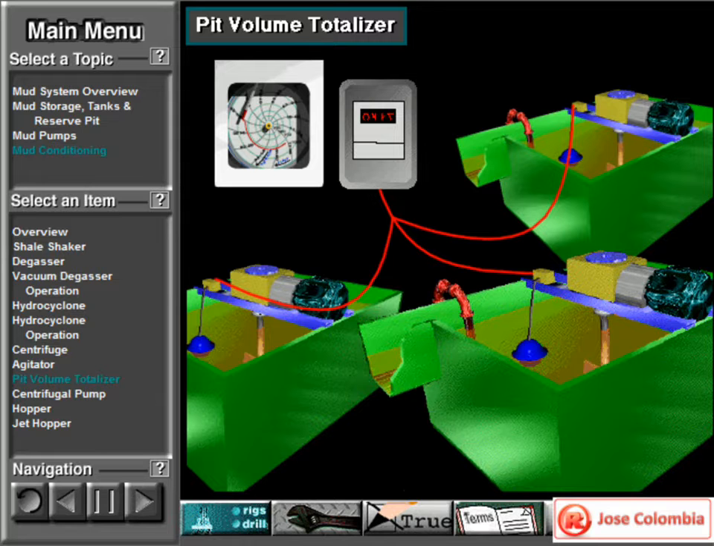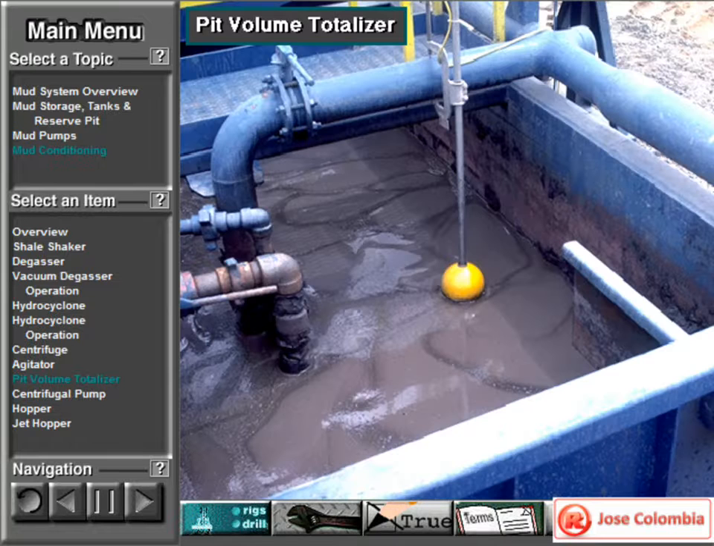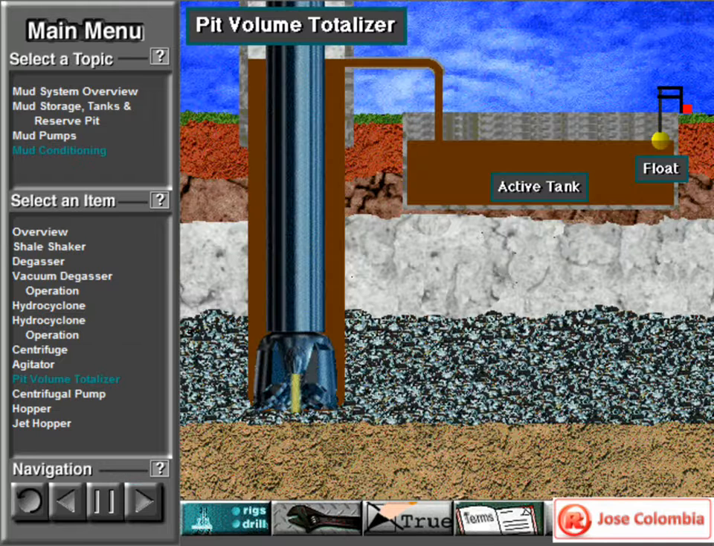This device is called a pit volume totalizer, or PVT, because it measures the gain, or fall, in each of the tanks or pits, totals the gain or fall, and sends this information to the driller on the rig floor. If the mud level in the tanks falls, the PVT also alerts the driller. This float in a mud tank is part of a pit volume totalizer. Usually, crew members install a float in each active tank. The floats rise or fall with the mud level in the active tanks.